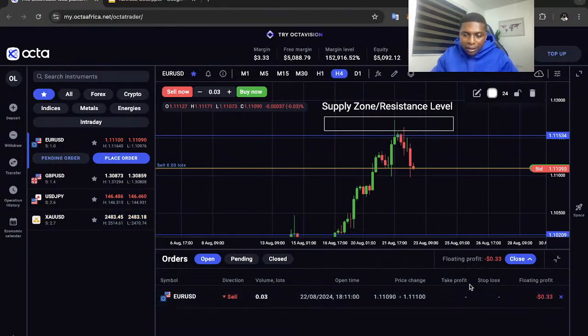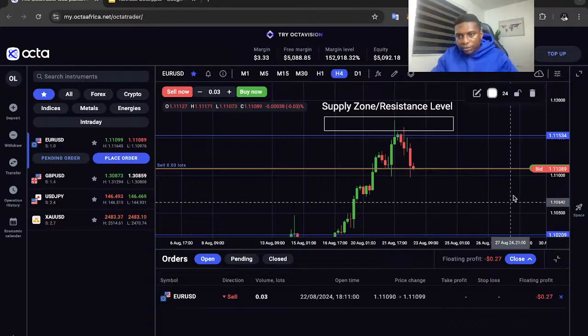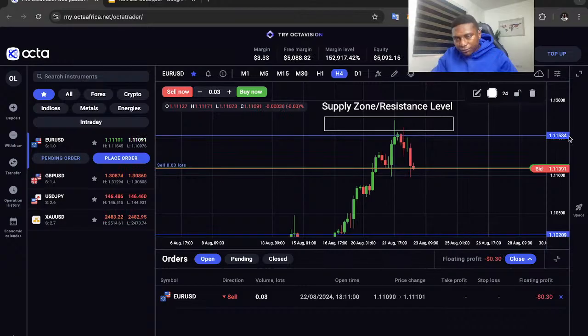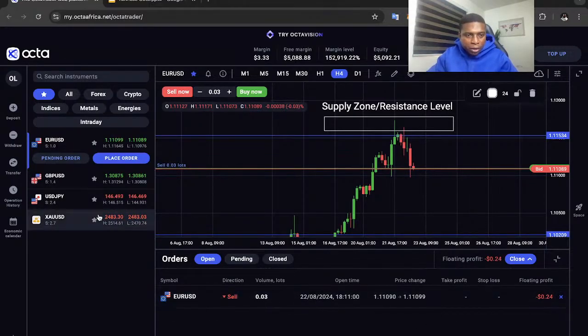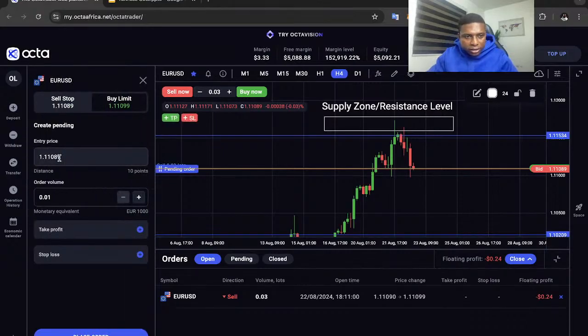So what would I be doing here now? I'm going to set my take profit, which is going to be 1.10209, and I'm going to set my stop loss, which is going to be 1.11534. All right. So how do you set a stop loss on the OctaTrader platform? You come here and you click on pending orders.